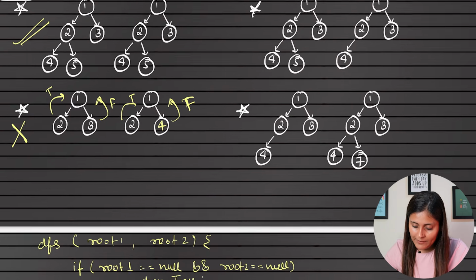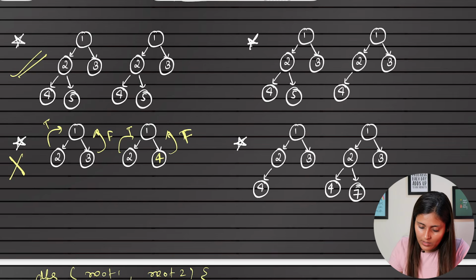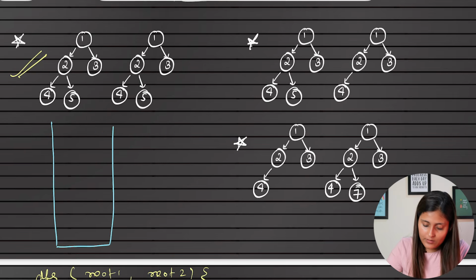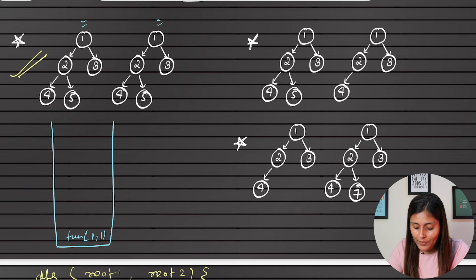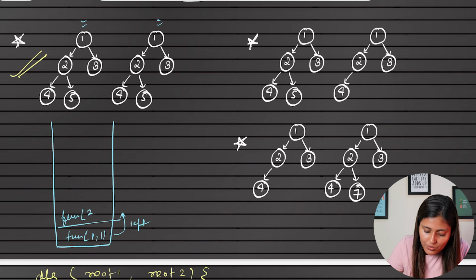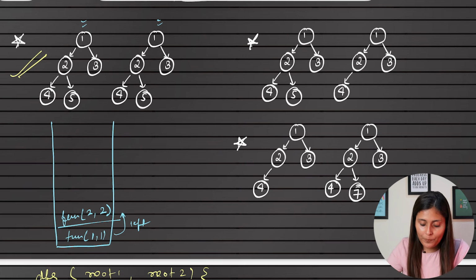Now let's see their stack calls. Let me erase first of all any one of these. Okay. Now this is our stack. Here we'll save all our calls. First in DFS, what did we send? DFS, like let's say function, we sent root 1 as 1, root 2 as 1. Now we went for the left call. Function root 1 dot left, which is 2, root 2 dot left, which is 2.